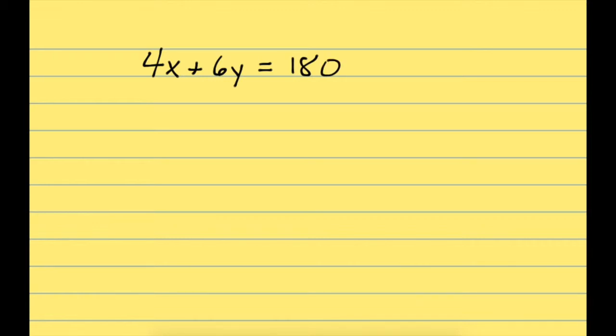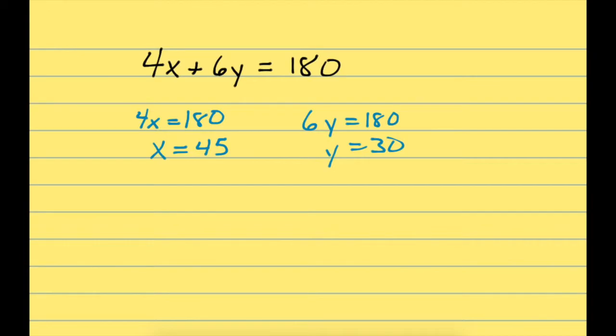So x represents the number of small tables we get, and 4x is how many people sit at the small tables. Y is the number of large tables, and so 6y is the number of people sitting at the large tables. The first thing they want us to do is find the intercepts of the equation. So our x-intercept is when y equals 0, so we have 4x equals 180, which tells us that x equals 45. So that's one of our intercepts. The y-intercept is when x equals 0, so we have 6y equals 180, so y equals 30.